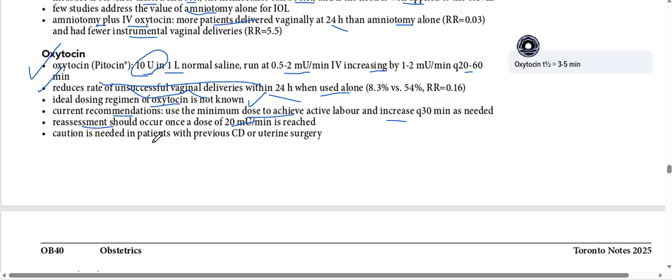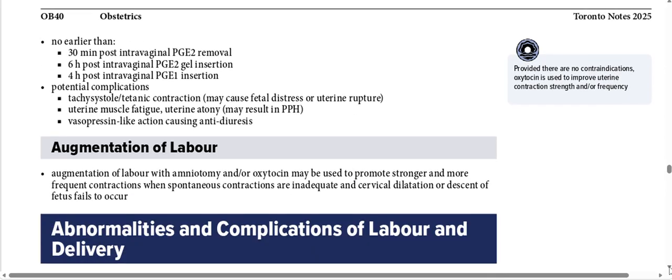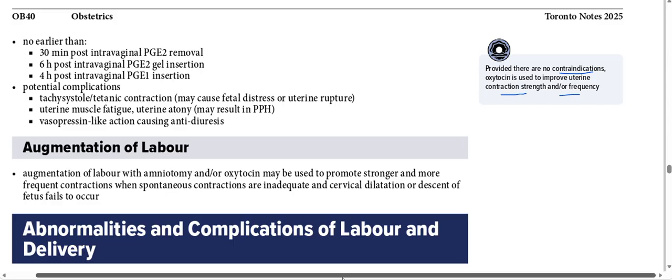Caution is needed in patients with previous cesarean delivery or uterine surgery. Definitely, if there is a history of previous cesarean delivery, where we are attempting vaginal birth after cesarean, or a history of uterine surgery, precautions are needed. We need to be very active and monitor the labor very promptly. Provided there are no contraindications, oxytocin is used to improve uterine contraction strength and/or frequency.